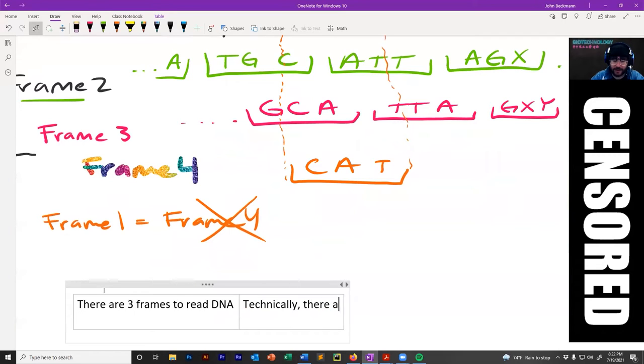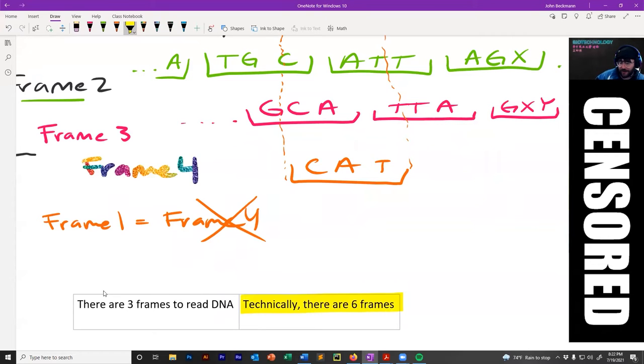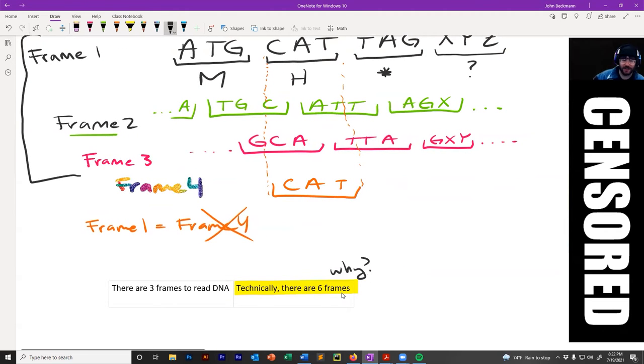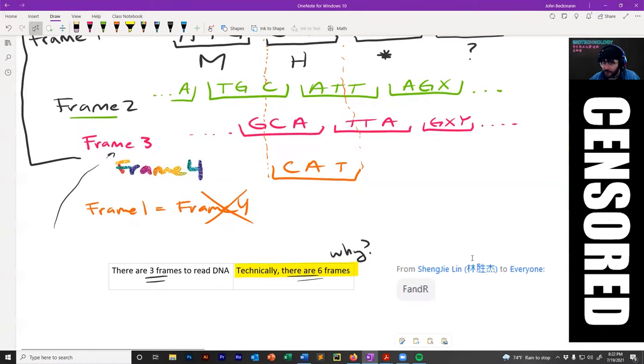Technically, there are six frames. Explain this to me. Why are there six frames? Write it in the chat. I just told you there are three frames and I drew them out. Why are there six frames? Yes, good. Forward and reverse. Very good, Xingji Lin, very good. Forward and reverse.